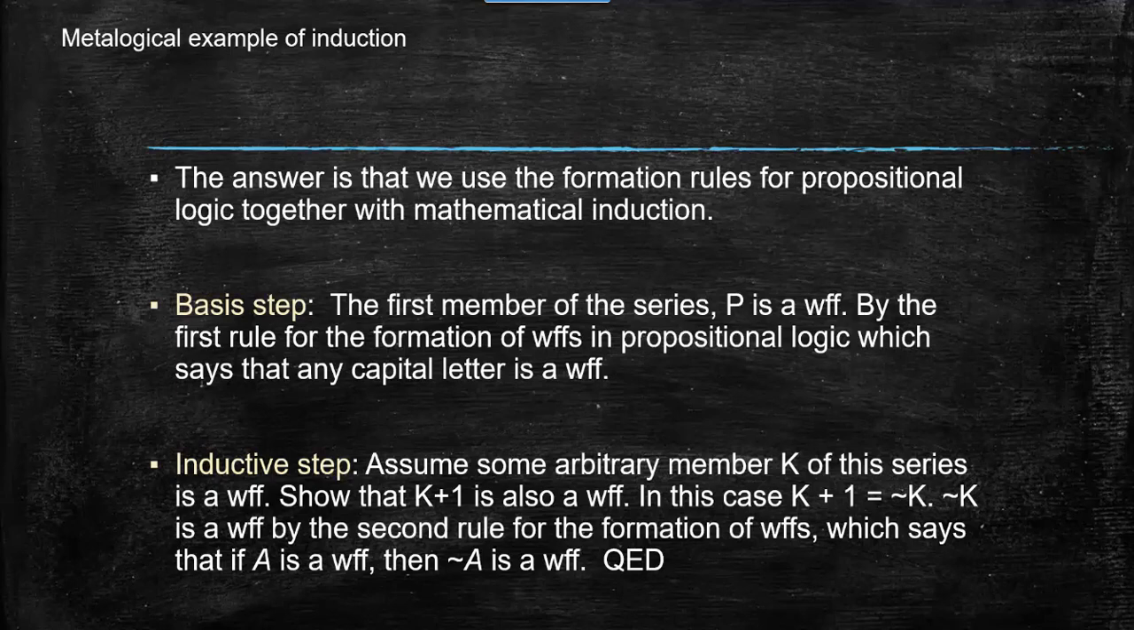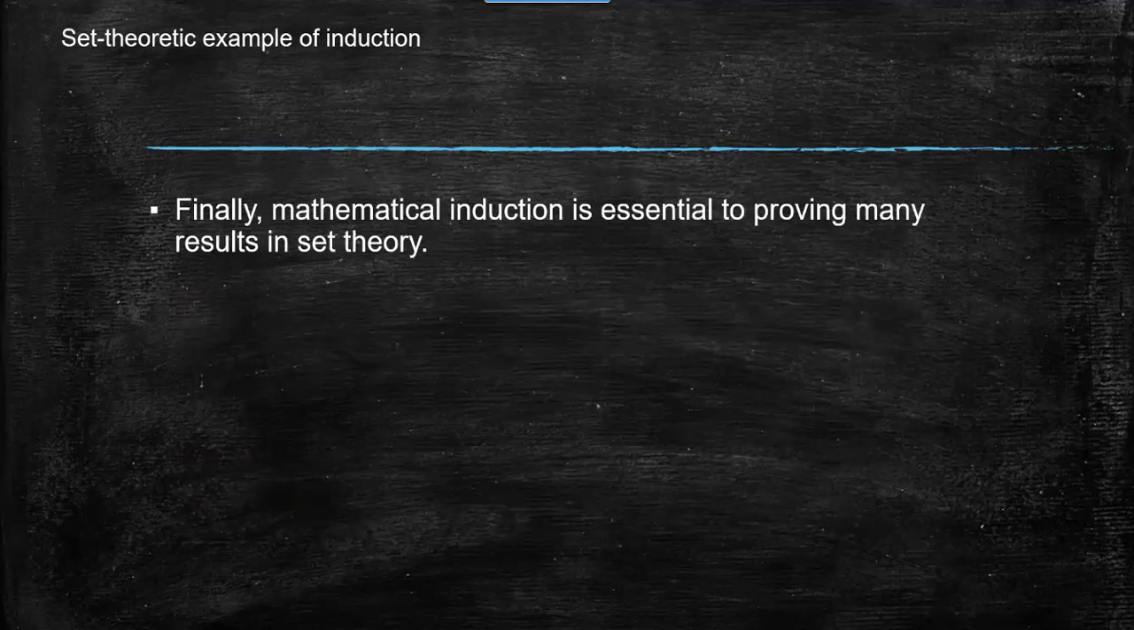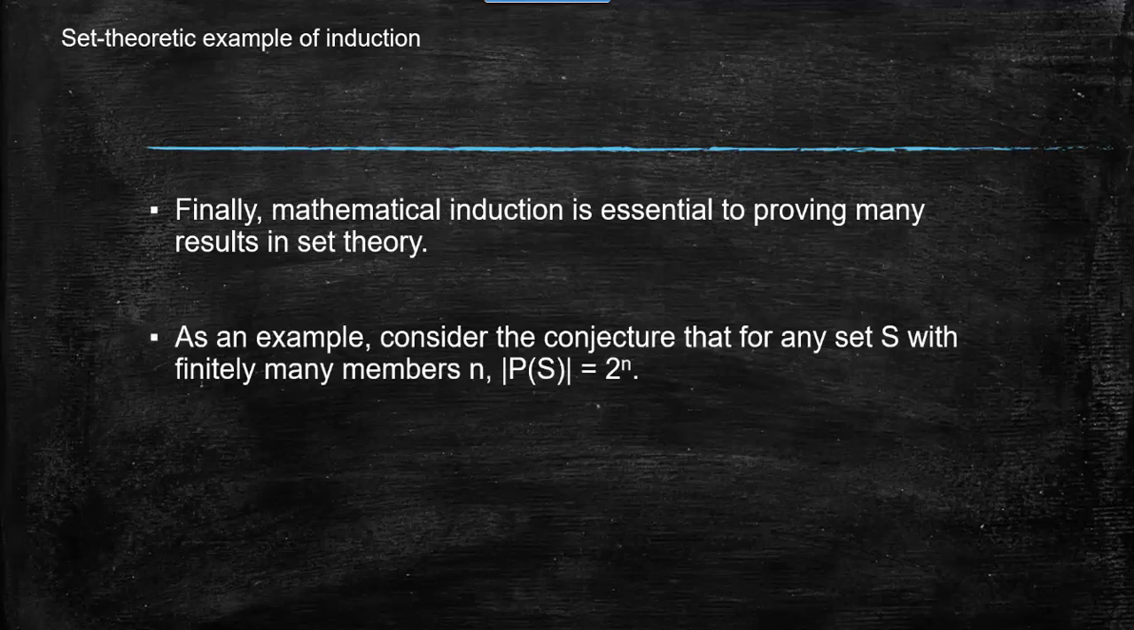Now, of course, proofs in this area of logic can also get very complicated because not all the properties are as simple as something like negation. So finally, as you might suspect, mathematical induction is essential to proving many results in set theory. As an example, which I won't actually talk about because I think it's going to get a little bit tedious, though I'll show you the slides that demonstrate it. Consider the conjecture that for any set S with finitely many members n, the cardinality of the power set of S equals 2 to the n.